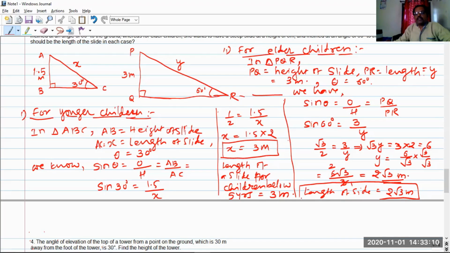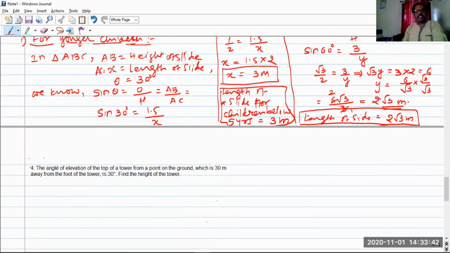The length of the smaller one is 3 meters and the larger one, for the elder students, is 2 root 3 meters. Hope everyone understood this example. It is a very simple example. Just you need to know the trigonometry ratios related to the given example, and identify the ratio which is to be used here. Hope everyone understood. Let's move ahead with the next sum, students.